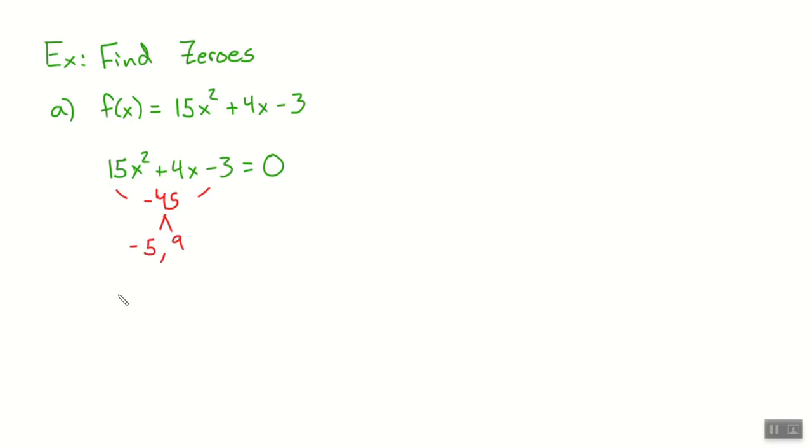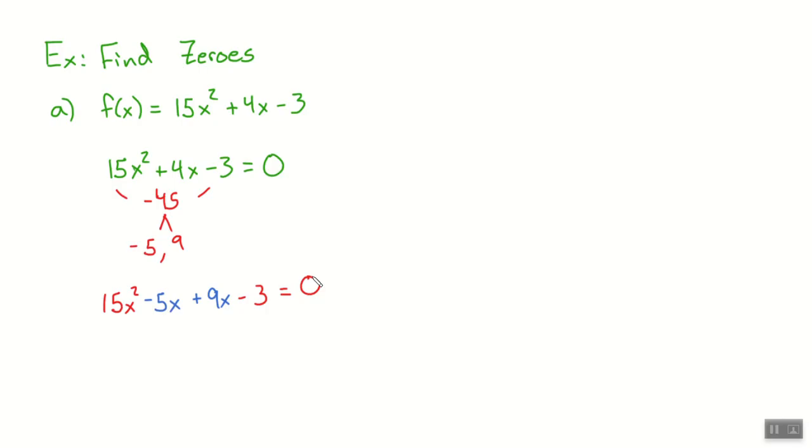When we rewrite, I'm not going to switch colors anymore. We get 15x squared, but instead of 4x, I lied. What am I going to write? Minus 5 what? X. Anything else? Plus 9x. Minus 3. And it's still all equal to 0.